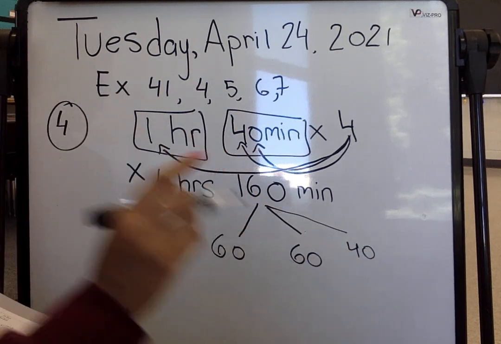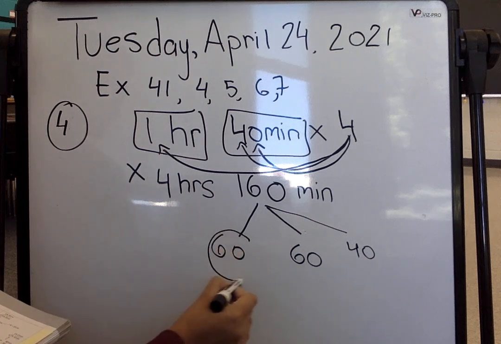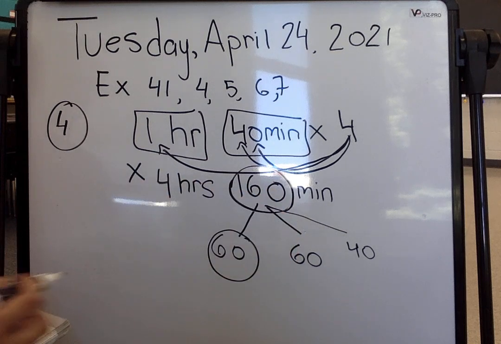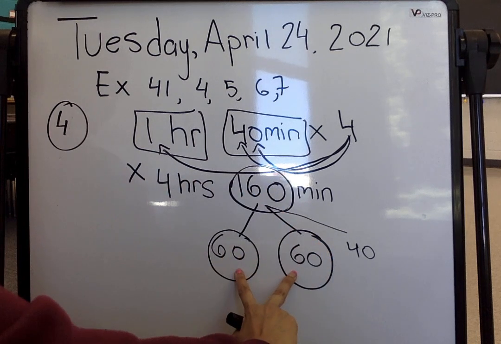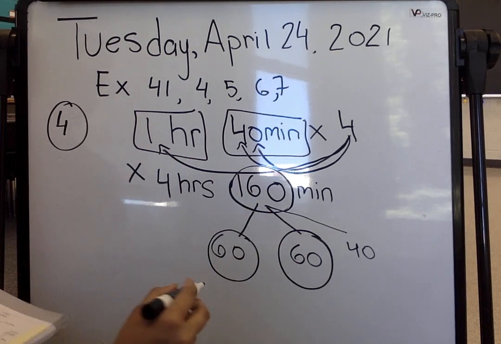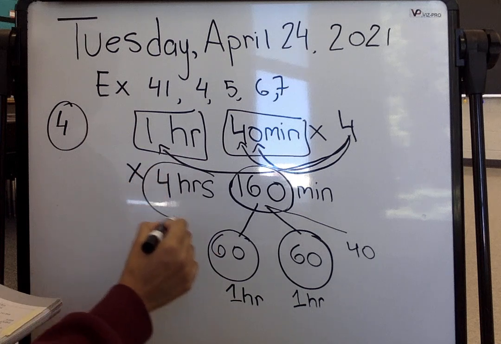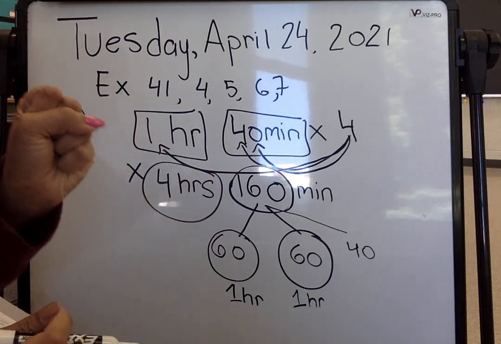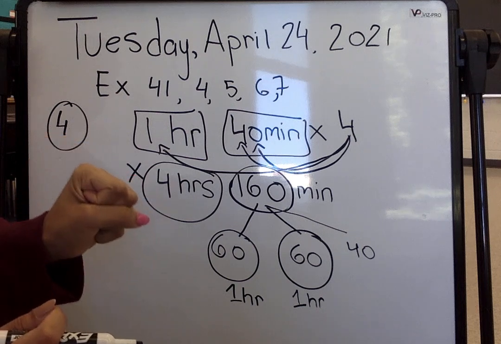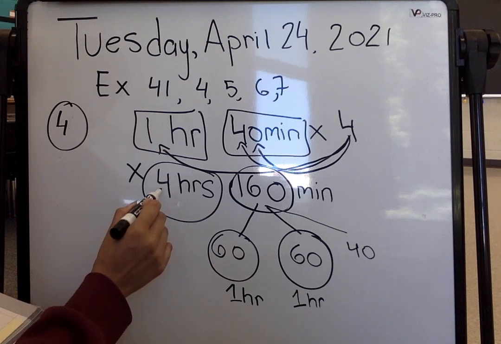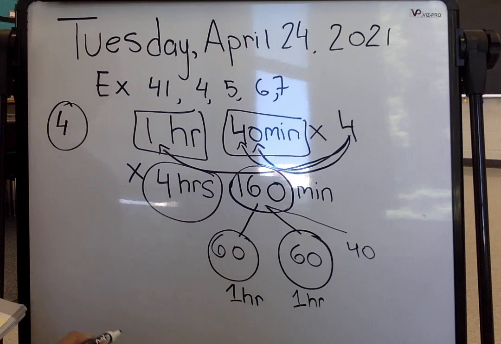And 1 hour equals how many minutes? 60 minutes, right? So we have altogether 160 minutes. So there are 2 60s in 160. So that means we have 1 hour more here and 1 more hour here, right? And we have our 4 hours here. So let's add up all of our hours, and we would be up to 4 plus 1 hour plus another hour. So we would have 4, 5, and 6 hours.